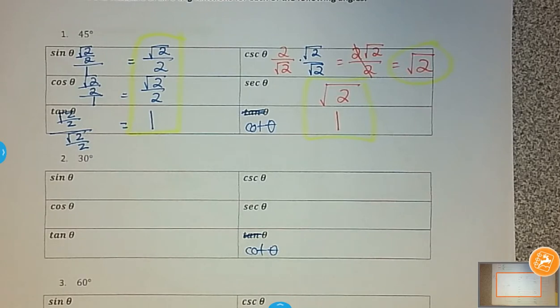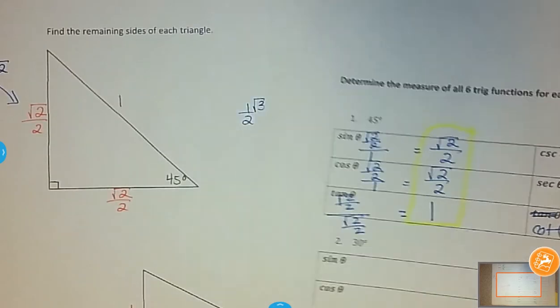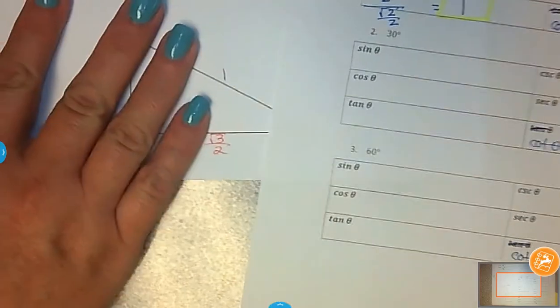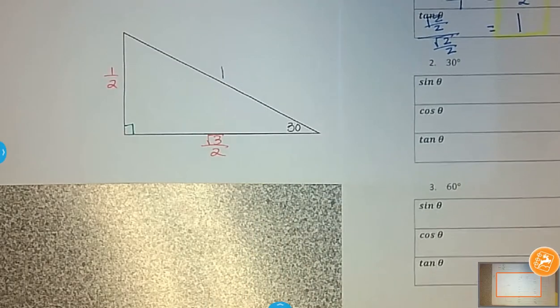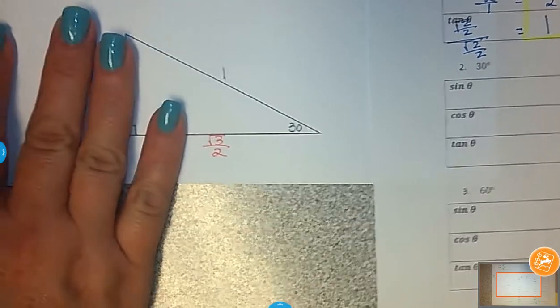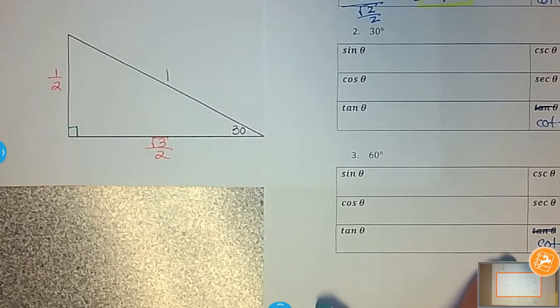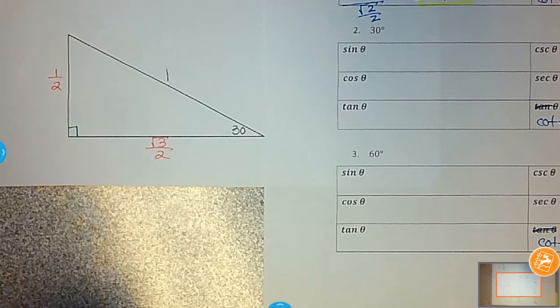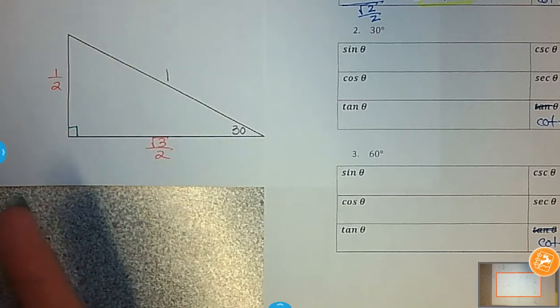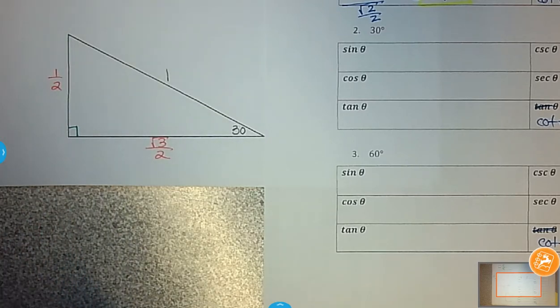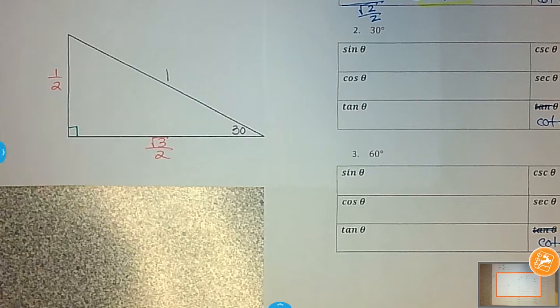Now, what I want you to do is first we're going to work with that 30-degree angle. So we're going to take a look at this triangle down here. And go ahead and fill in your sine, cosine, and tangent. I'll give you just a minute and then I'll put mine up here and see how you did. And then we'll flip them and get the others.